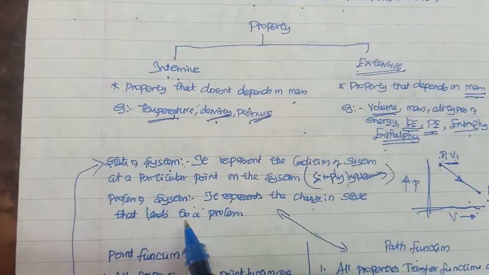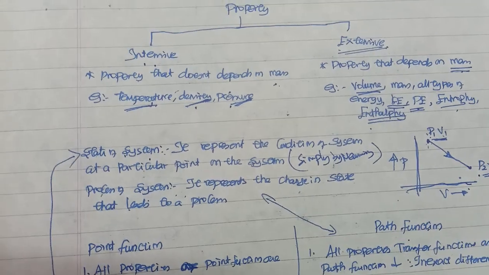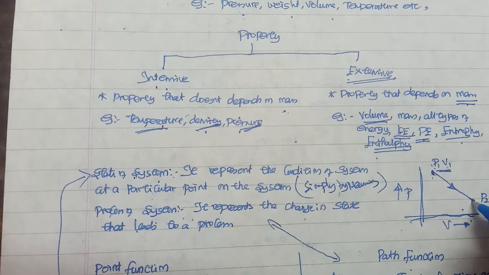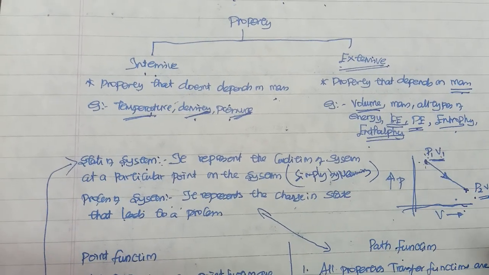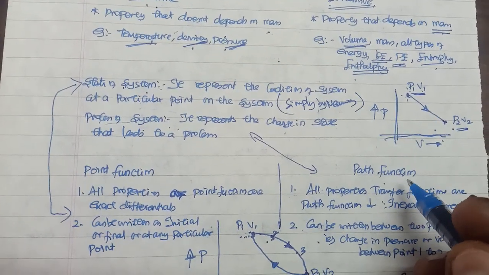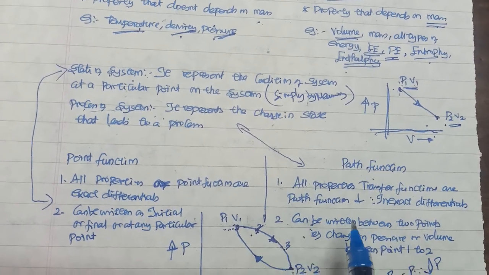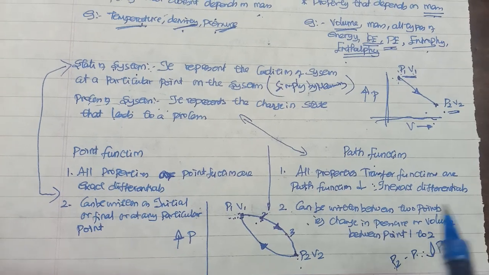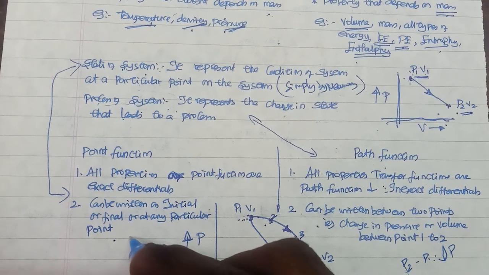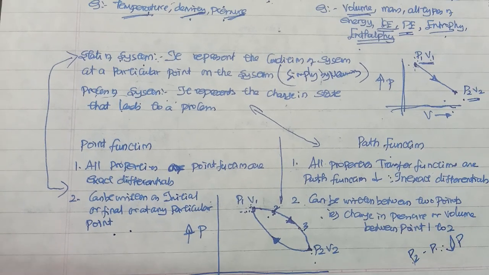The process of the system is the change that leads the process. What pressure variation creates this process to happen? Those things are called the process of the system. This is a path function. All the transfer functions are path functions. It is an inexact differential, whereas all point functions are exact differentials. A point function can be measured directly at point 1, point 2 like that, whereas a path function cannot be measured. It has to be calculated always.